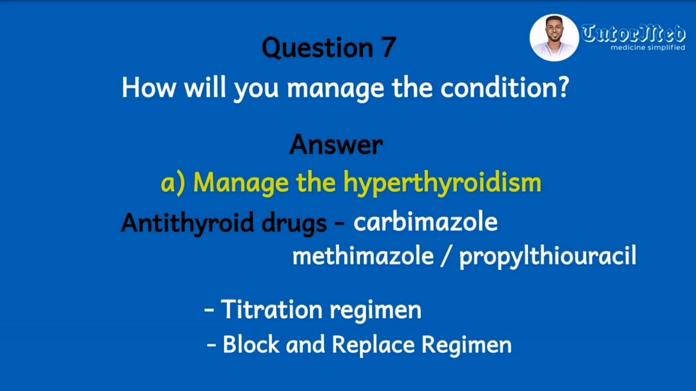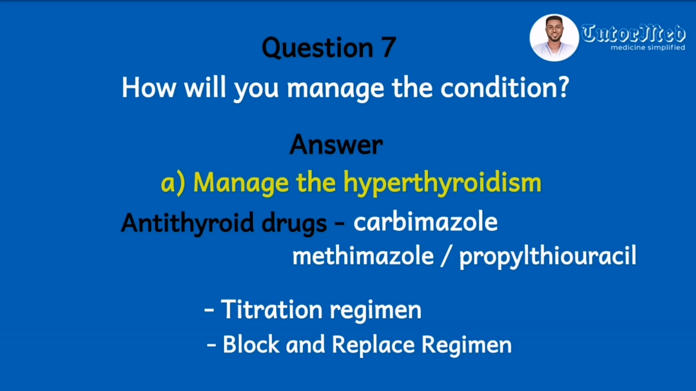Then there is block and replace. So that one, you give the anti-thyroid drug, but you replace the thyroid hormone again with levothyroxine. The problem with the titration regimen is that sometimes when you are giving the anti-thyroid drug, you might cause iatrogenic hypothyroidism, because you are not repeating the thyroid function every day. You are doing it monthly. So there may come a time that your anti-thyroid drugs might dip the patient to hypothyroidism without you knowing. But the block and replace regimen reduces the chances of iatrogenic hypothyroidism.